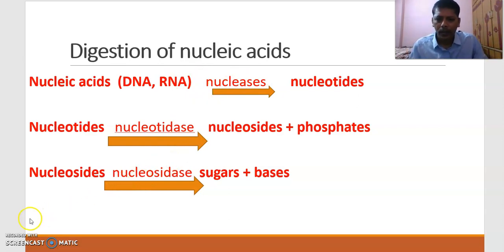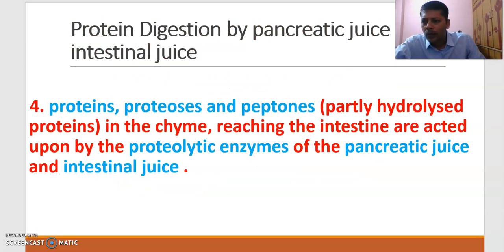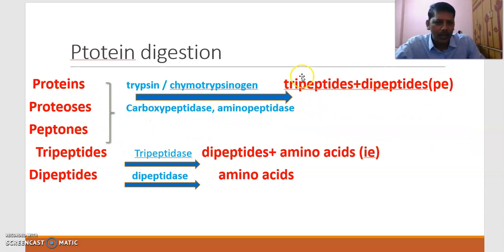Okay, now let us see finally what is going on here. Protein digestion. We started with protein digestion: how proteins are digested by the enzymes of pancreatic juice and intestinal juice. Here the proteins are first converted to tripeptides and dipeptides. Proteins, proteoses, and peptones are converted to tripeptides and dipeptides by the action of the pancreatic enzymes. Then tripeptides are converted to dipeptides and amino acids by the action of tripeptidase, which is present in intestinal juice. Next, dipeptidase is also present in intestinal juice. In this way, finally, proteins are digested to amino acids.